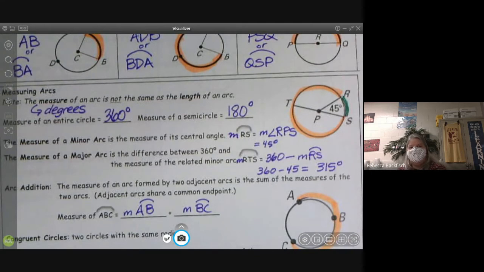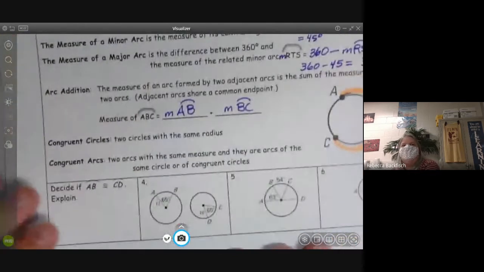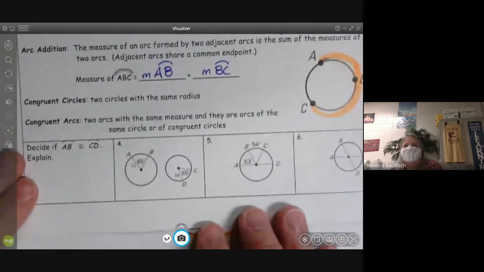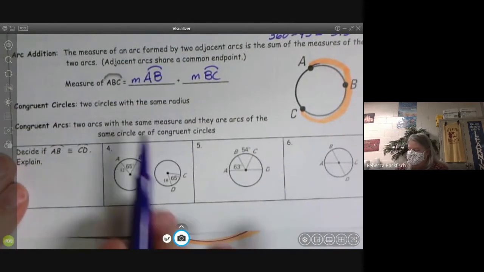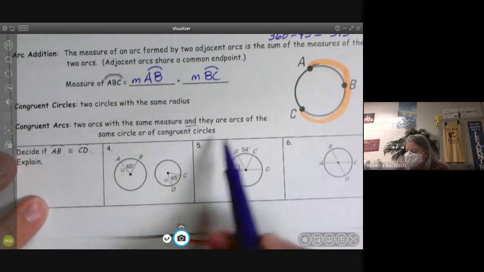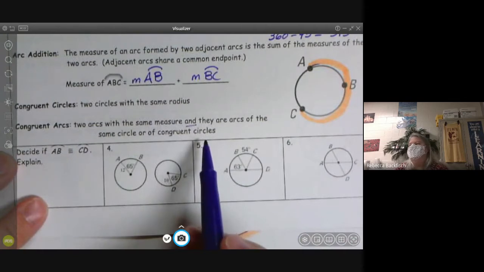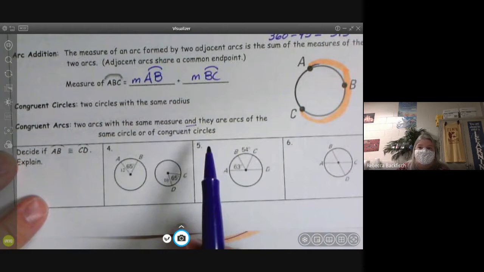Okay, congruent arcs. Right below here, we've got congruent circles. We already know congruent circles have the same radius. But for congruent arcs, there's a little bit of extra. I can't say 2 arcs are congruent just because they're both 30 degrees. It says 2 arcs with the same measure, and they are arcs of either the same circle or congruent circles. So to say that 2 arcs are congruent, they have to be the same degrees, but on the same size circle. So the radius has to be the same for that circle.